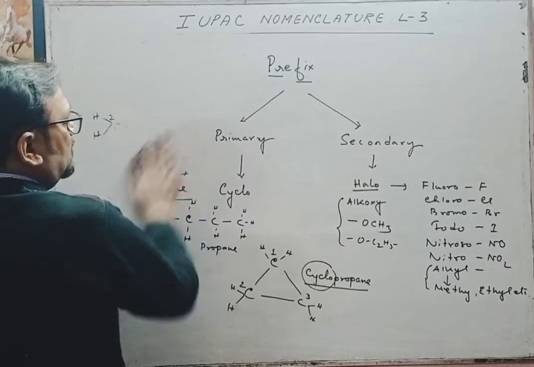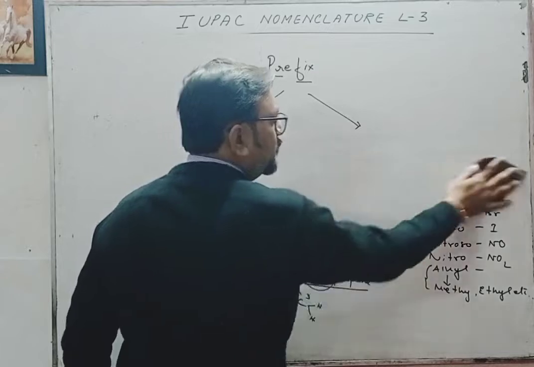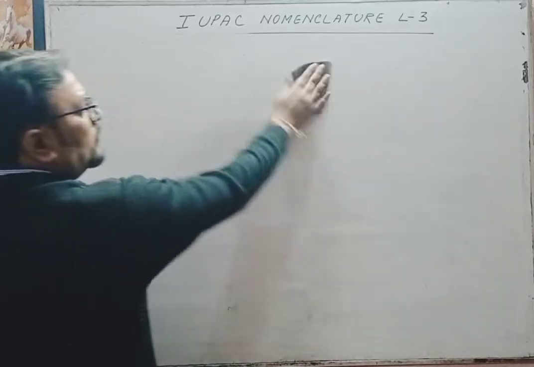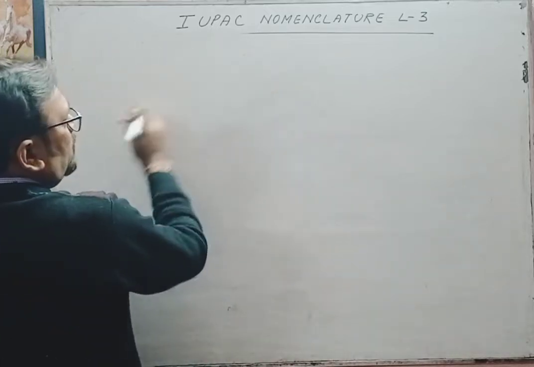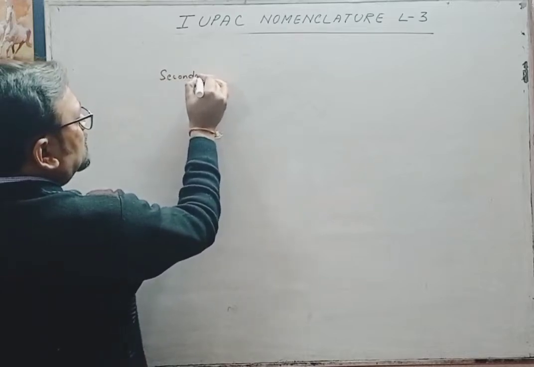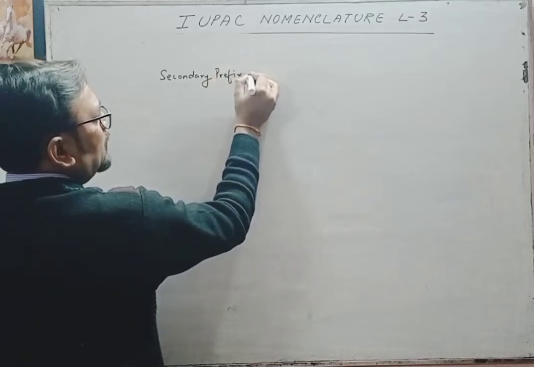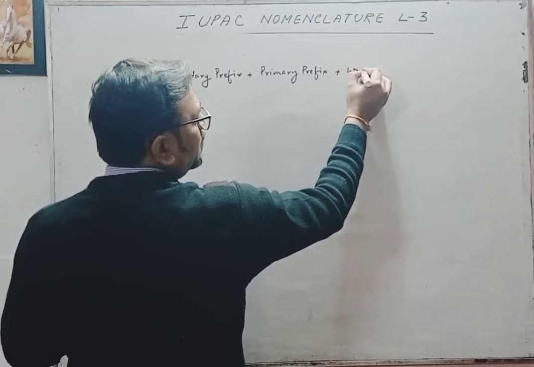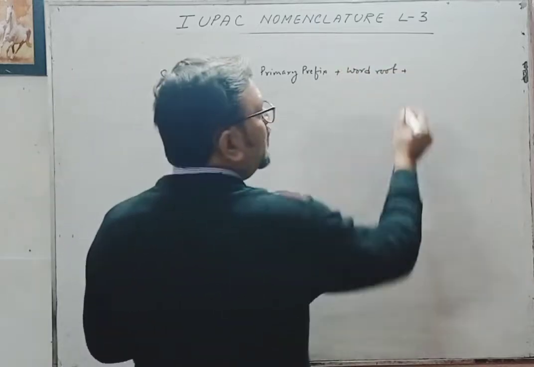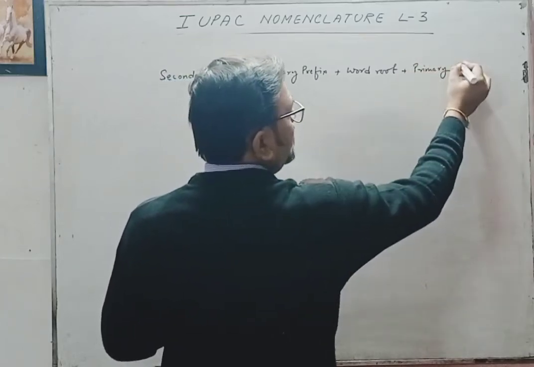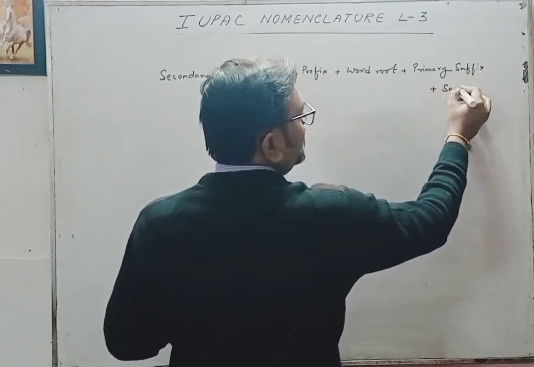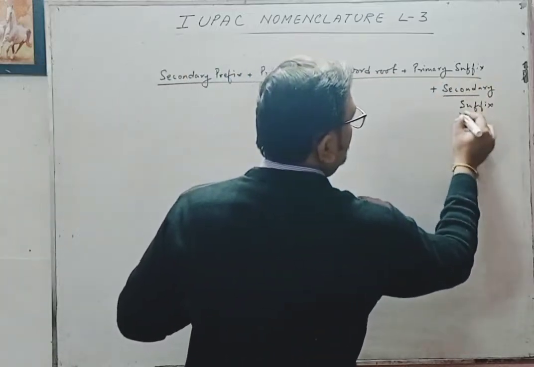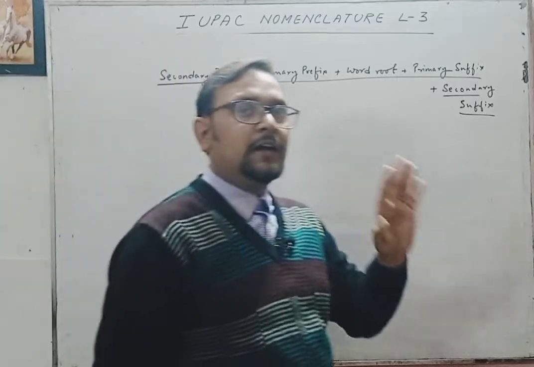See, I am erasing this. Let me clear it first. I hope all of you are taking down the notes. Okay. So for that we require a sequence. What is that sequence? First you have to start with the secondary prefix. Then you will write primary prefix. Then you will write word root. After writing the word root, we will write primary suffix, and then finally we end up with the secondary suffix. So this is the formula, or you can say the sequence we follow if all the components are given in a single compound.